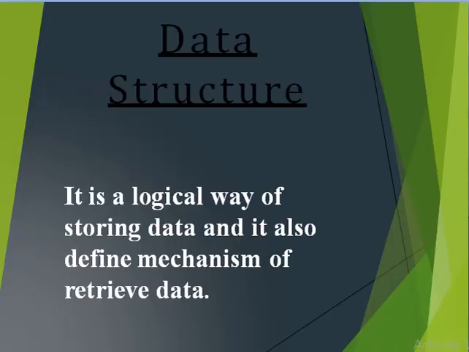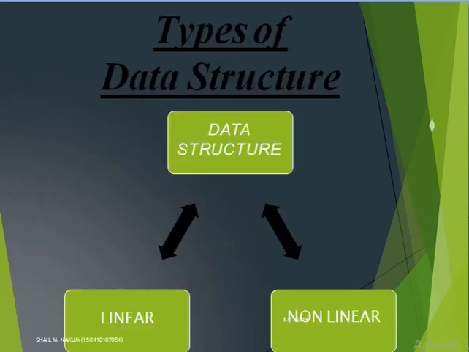In the data structures, what is a data structure? We can say first of all it is the logical way of storing the data, and it also defines the mechanism of retrieving a data, or we can also say it as to arrange the data in a proper order is called as data structure. It is a logical way of storing the data, and it also defines the mechanism of how to retrieve the data as well. Basically, data structure is divided into two different types.